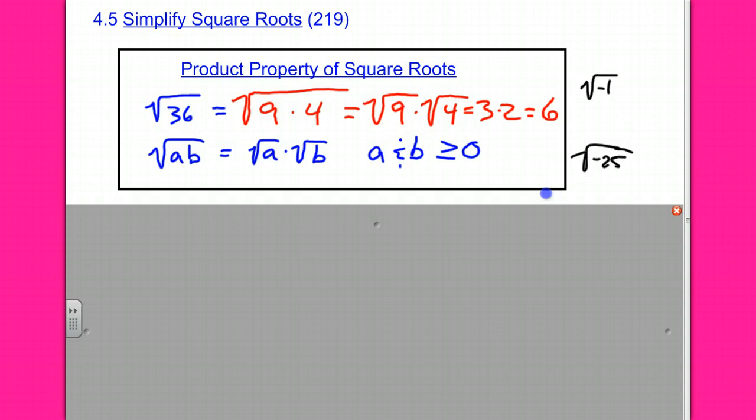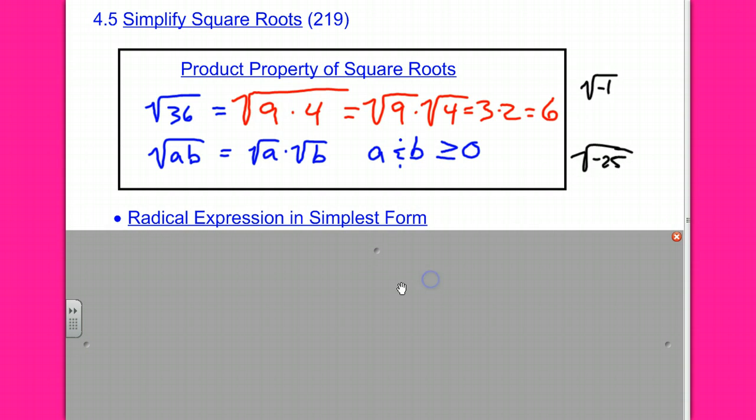There is no real number that is the square root of a negative. So when we make a rule involving radicals like this, notice that anything inside the radical must be positive, or it could be 0. The square root of 0 is 0. 0 times 0 is 0. It works. Okay? That's true.